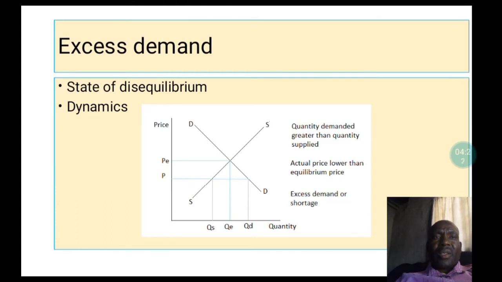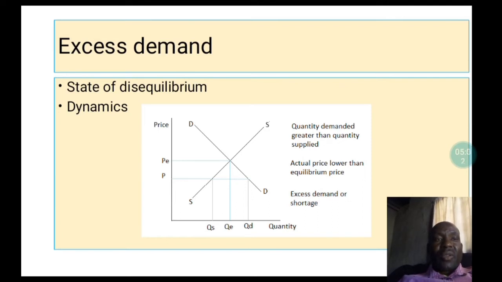Here is another graph that talks about excess demand. We know that when we talk about excess demand, we are talking about a state of disequilibrium. And since it's a state of disequilibrium, it means that the dynamics are in play. The reason being that, as you can see on this particular diagram, we have the equilibrium price, PE, and the equilibrium quantity. But in addition to the equilibrium quantity, we also have the quantity demanded and the quantity supplied.